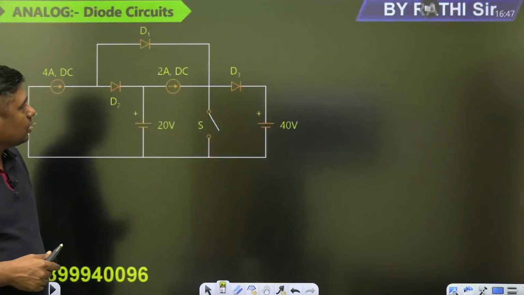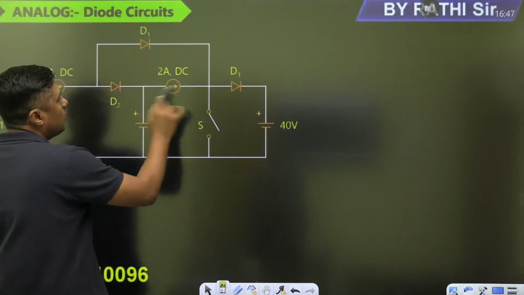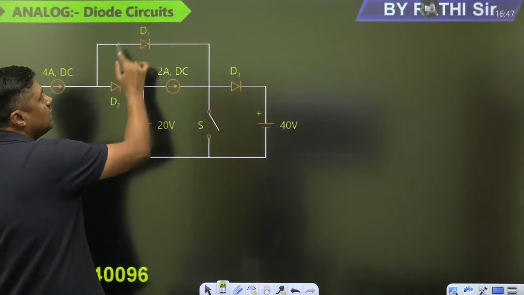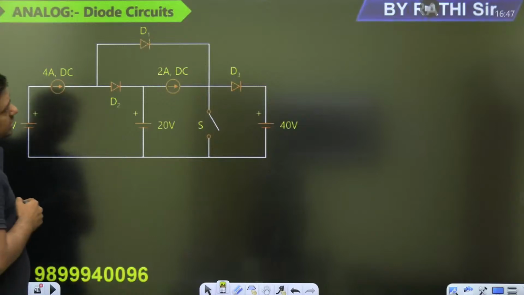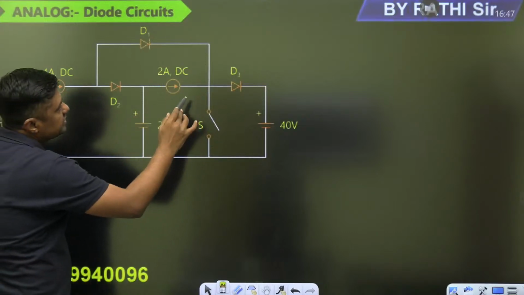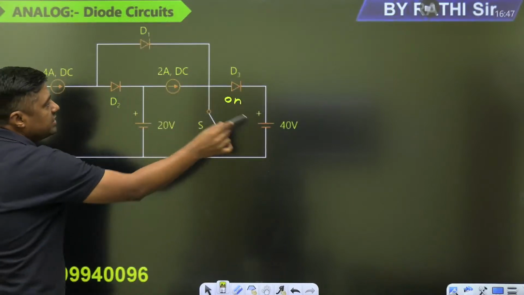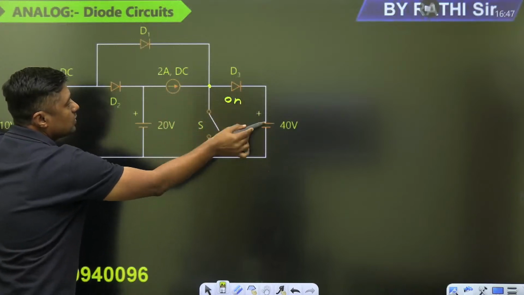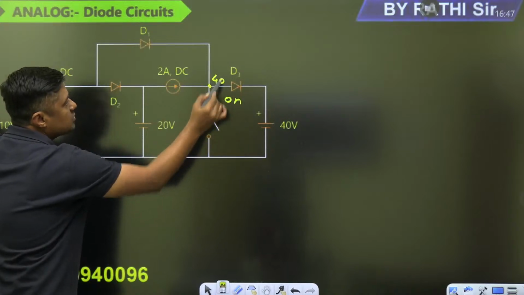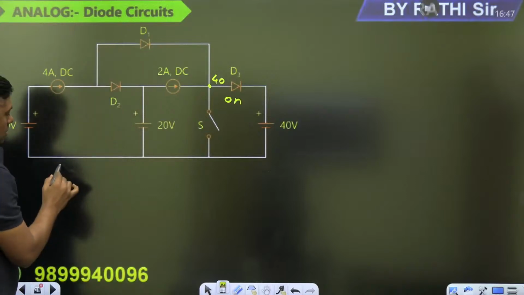Now second, when the switch is off, guys, so what about this current? 2 ampere. 2 ampere can't flow like this, right? Then watch it carefully. When the switch is off, this diode is on. When this diode is on, this 2 ampere current will flow through the diode. So this is a short circuit. So what is the voltage at this point? 40 volt. What is the voltage at this point? 40 volt. Okay. Now if you are assuming let the diode D1 is on.